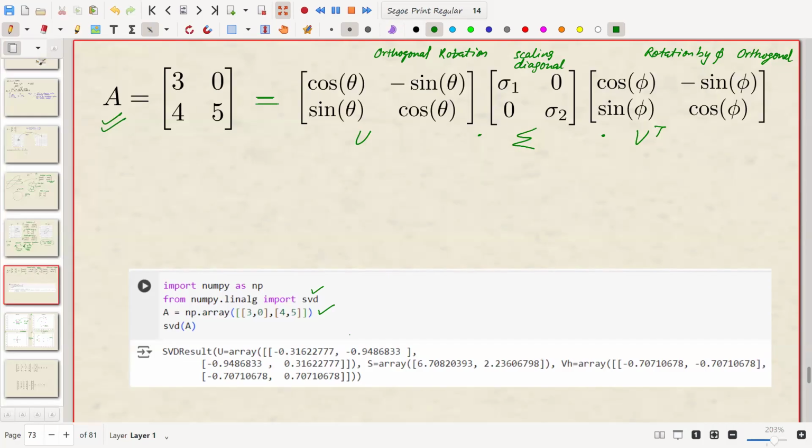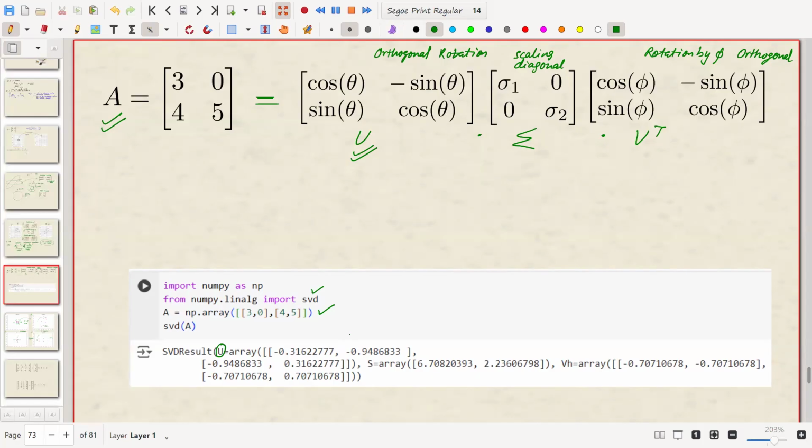Similar to QR of A, you do SVD, and the input will be the matrix A. Then what is the output? You have given the input; the output you get is as follows. This is U, the matrix which you see here. This is a rotation matrix, an orthogonal matrix.